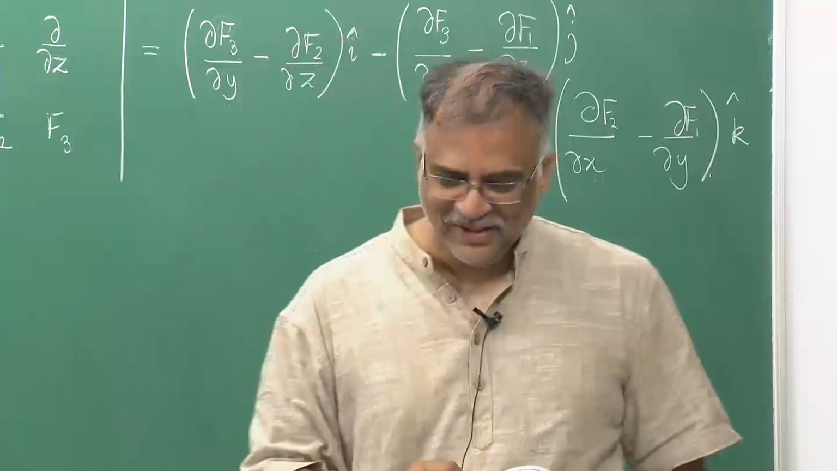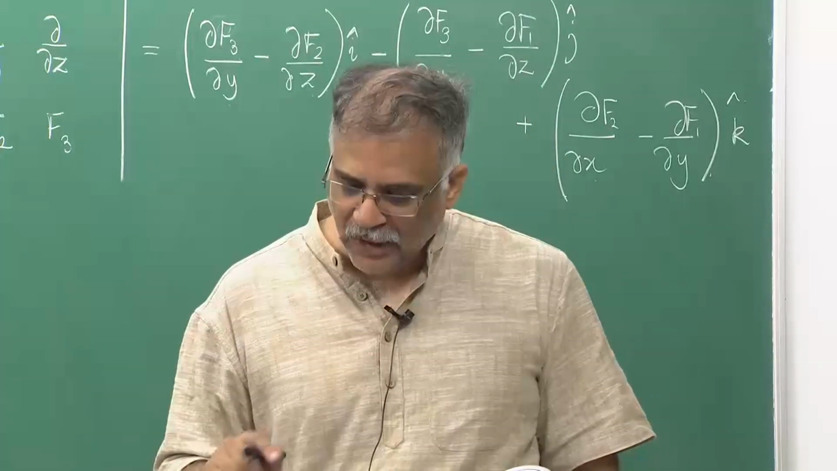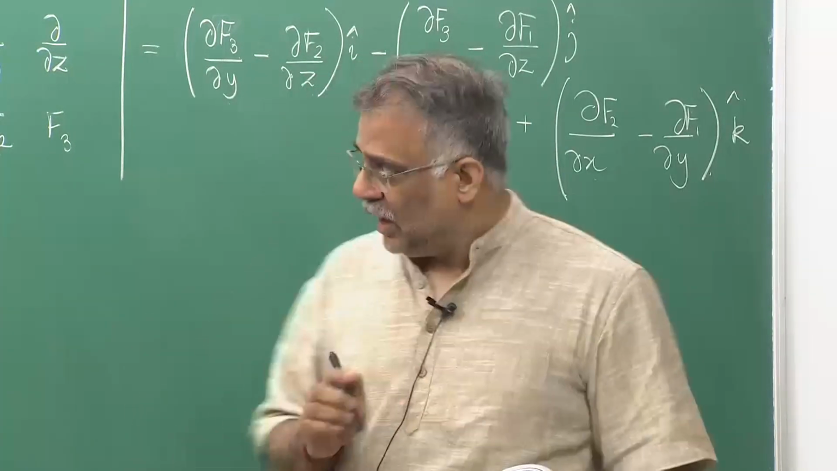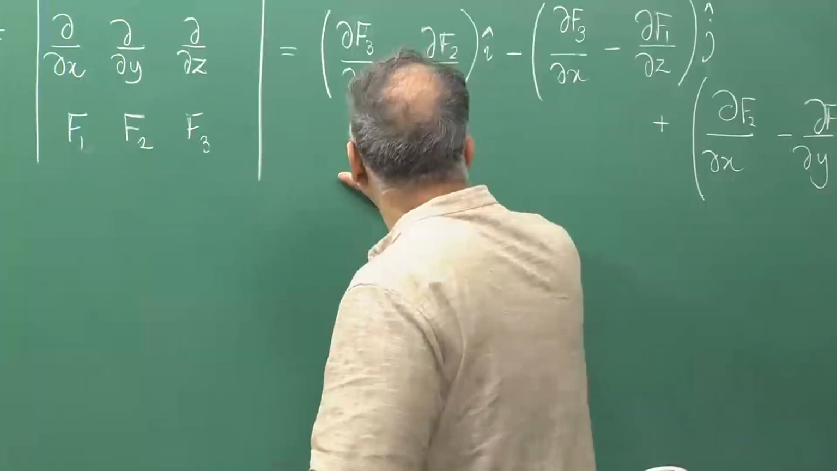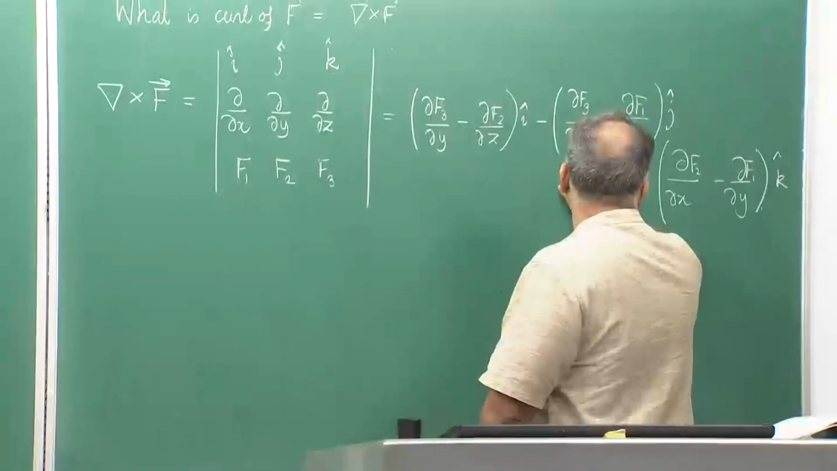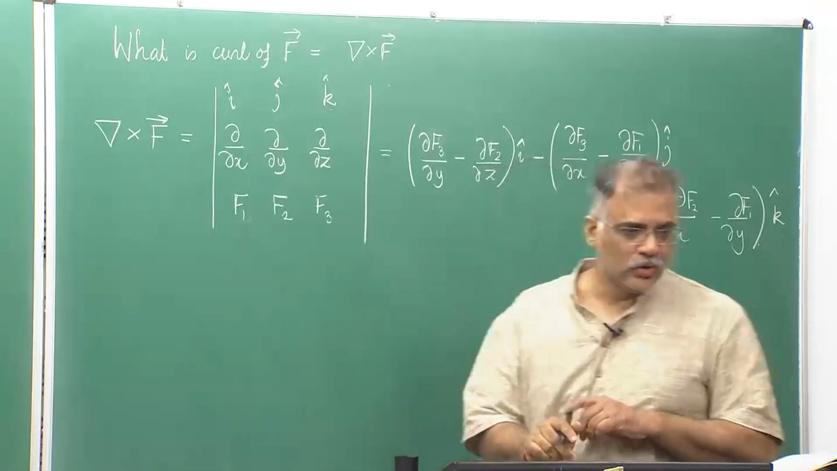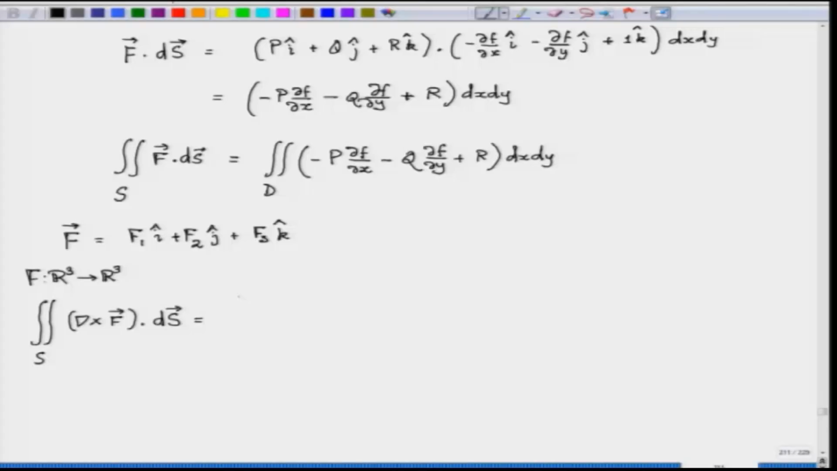So, now if I look into this, I know what I have done: my P is this, my Q is minus of this, my R is this. So, I will go by the story I have just written down here, the integral of d, my P is this one.